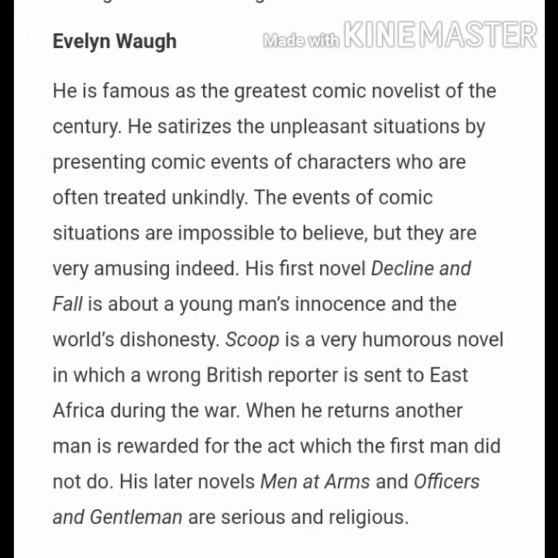Evelyn Waugh. He is famous as the greatest comic novelist of the century. He satirizes the unpleasant situations by presenting comic events of characters who are often treated unkindly. The events of comic situations are impossible to believe, but they are very amusing indeed. His first novel, Decline and Fall, is about a young man's innocence and the world's dishonesty.